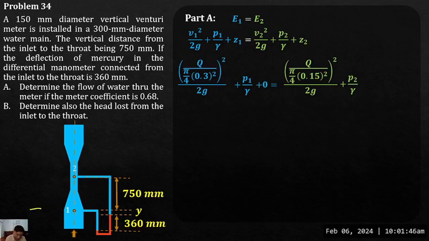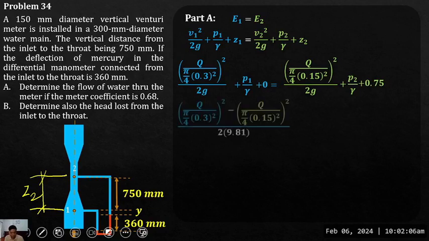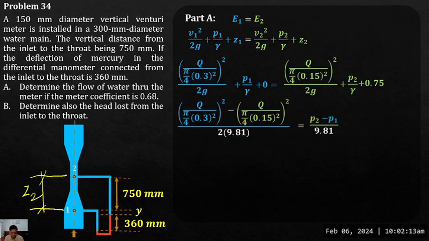Ito yung datum line. Kung ano man yung distance na to, yan yung Z2 natin. So, in that case, that is 750 mm or that is 0.75. Ganun ulit, no? Yung mga Q natin nasa kaliwa, tas yung mga pressure sa kanan. Take note lang natin, yung sa kabila, meron pang 0.75, dahil meron na tayong elevation.